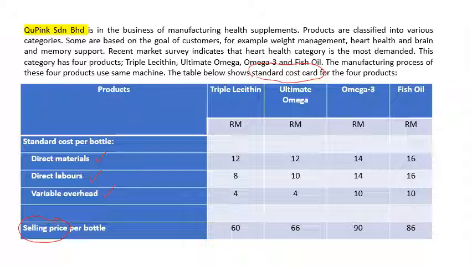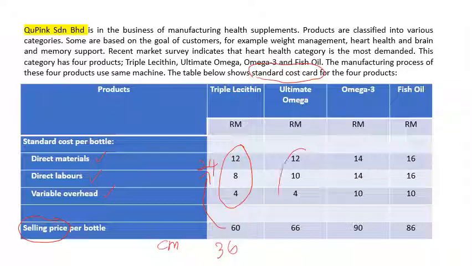So from this table, if you total up these 3 figures, direct material, direct labor, and variable overhead, you will get 24 ringgit for triple lecithin. This is the variable cost for triple lecithin. And then if your selling price is 60 ringgit, you minus 24 ringgit, you will get the contribution margin per unit for triple lecithin. 60 minus 24 is equivalent to 36.